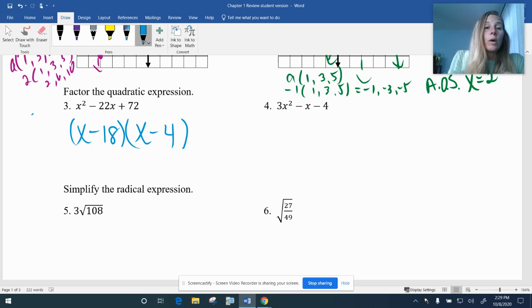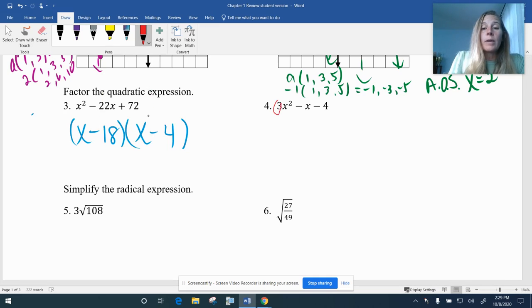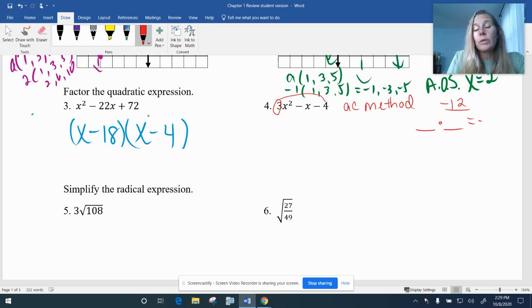Now for number 4, however, this one is going to be a little different because we have that coefficient in the front. So this is where we have to use that AC method, where we multiply the A and the C and we get the number -12. So then the two numbers that multiply to get negative 12 and subtract to get this middle number here, which is negative 1, would be positive 3 and negative 4, or 3 minus 4.